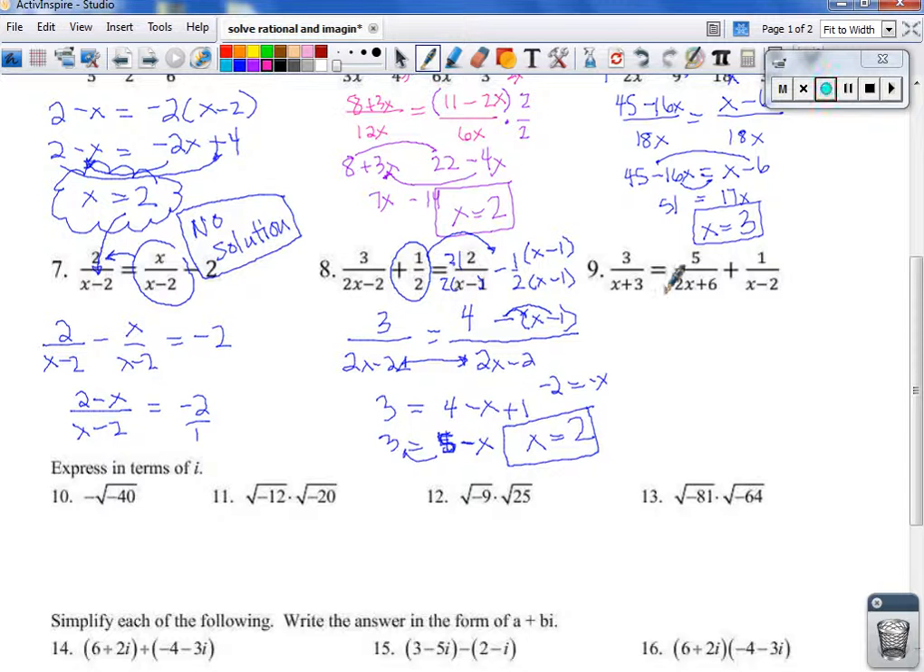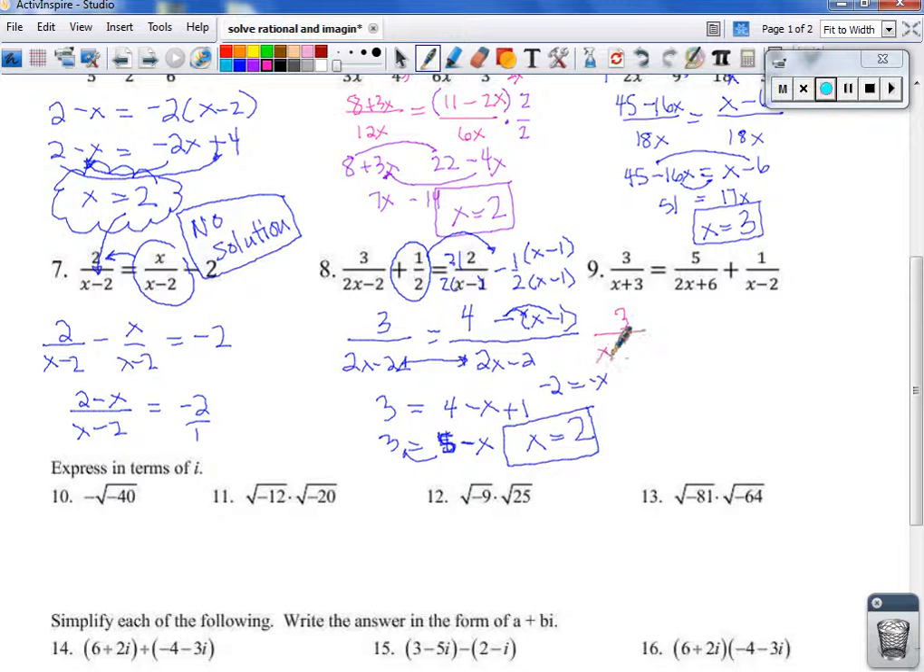So our last one of this family, I'm going to bring my 2x plus 6 over to here, because I notice x plus 3 and 2x plus 6 are kind of similar-ish. The x minus 2, not so much. There could be lots of things you could do, cross-multiplying and such, and it would just get really ugly. So let's just do this and make it simple.